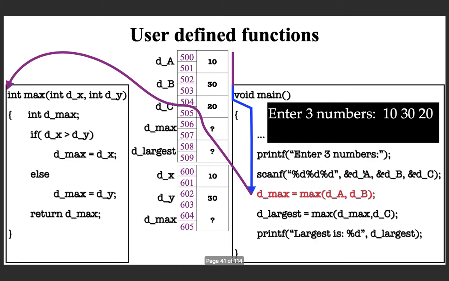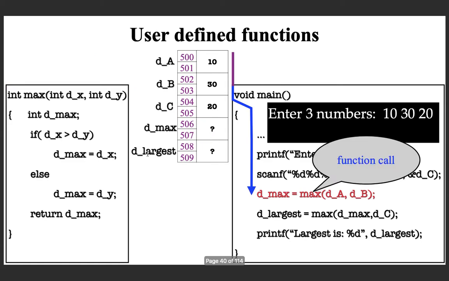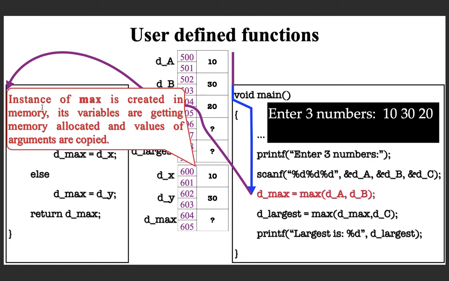So what happens now is the control changes. See, a function call is represented using the purple color, and the internal execution is using blue color. So function call happens. The program control comes to the called function, which is max. And now note that previously the max instance was not there in the memory. So now when I call, an instance of max is created in memory, its variables are getting memory allocated. And now you can see that the variables are dx and dy and dmax.